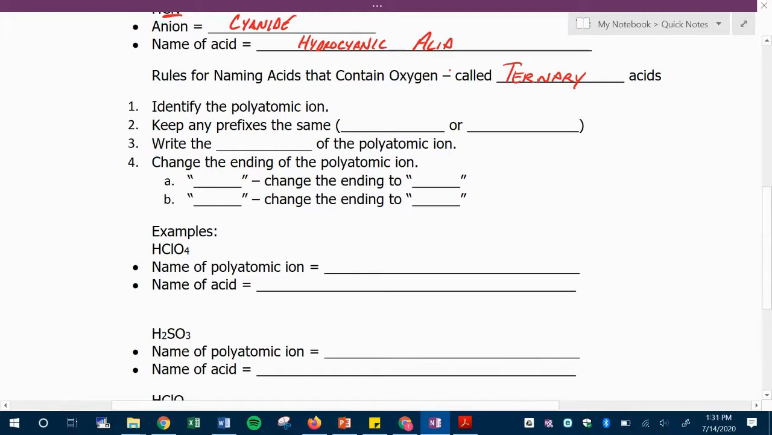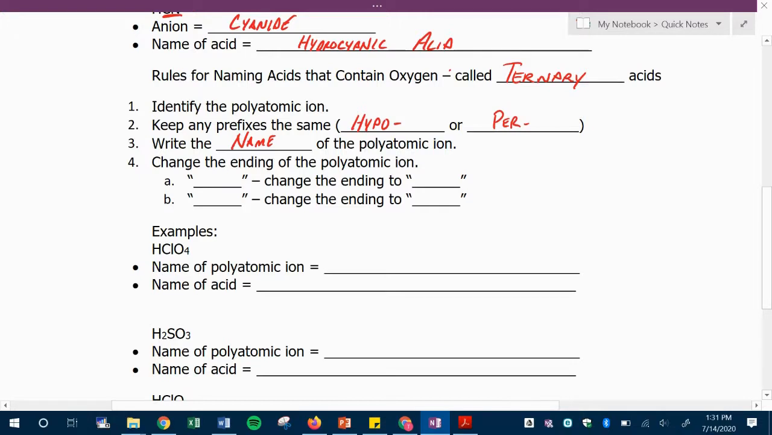Then the next part is you keep all of the prefixes the same from the polyatomic ion. The prefixes that are there are hypo or per. Those are the two that you'll see, and those stay exactly the same. When it comes to writing the name, it's based off of the name of your polyatomic ion. That means there's no hydro involved in these. It's just the name of the polyatomic ion.